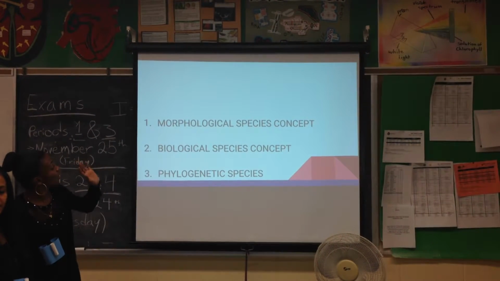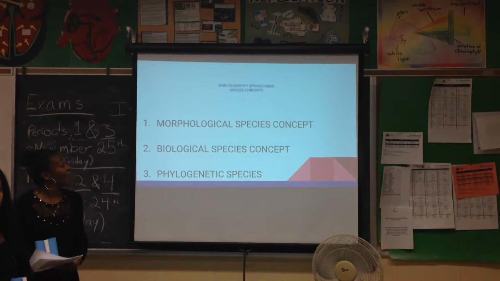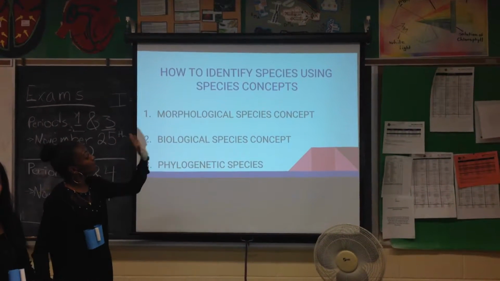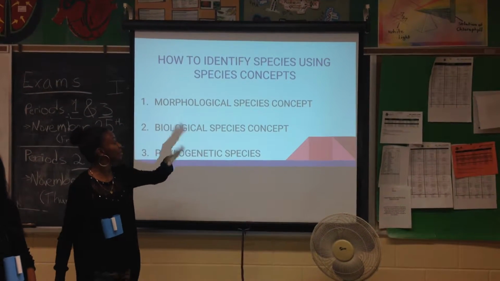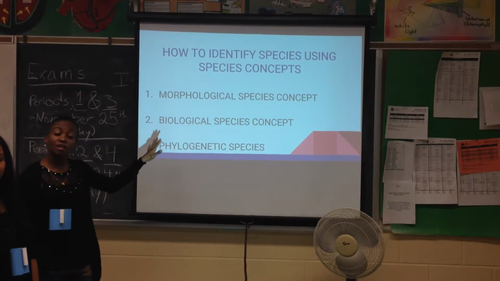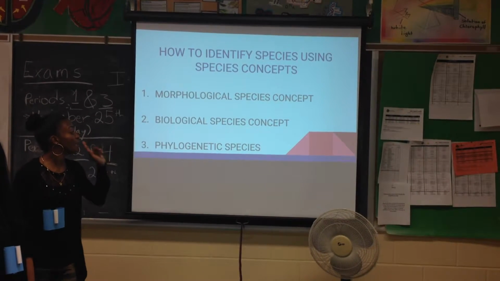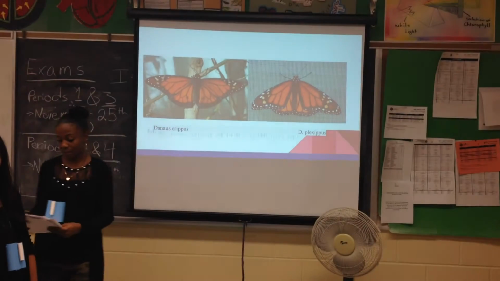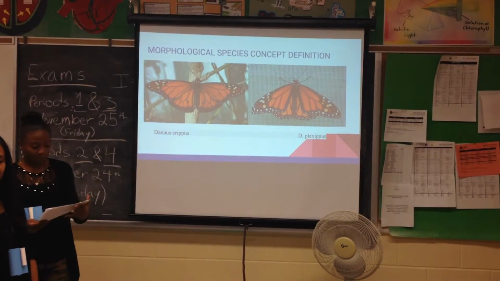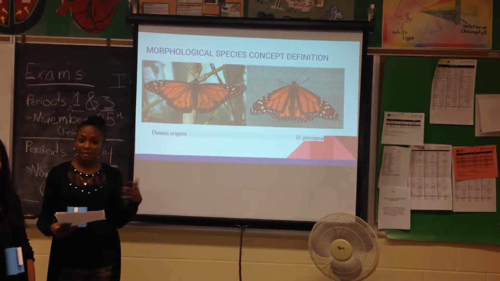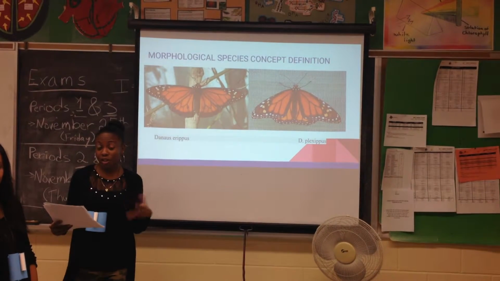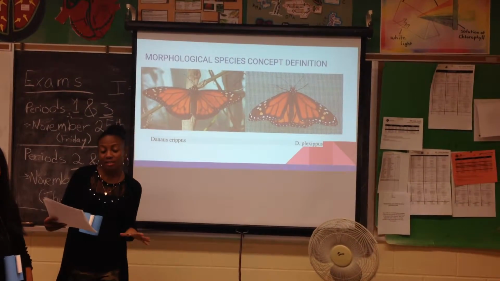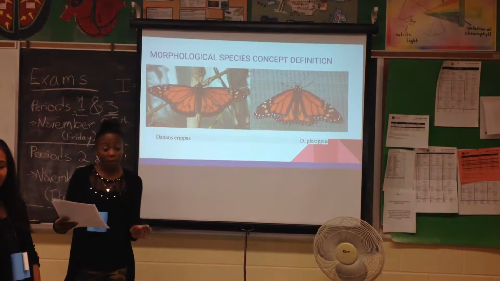Okay, so the next topic is the types of species using species concepts. The first one is the morphological species concept. The second is the biological species concept. And the third is the phylogenetic species concept. Let's begin with the first one. The morphological species concept is a group of individuals that have a common morphology. In other words, they have the same body type, shape, and structural features.